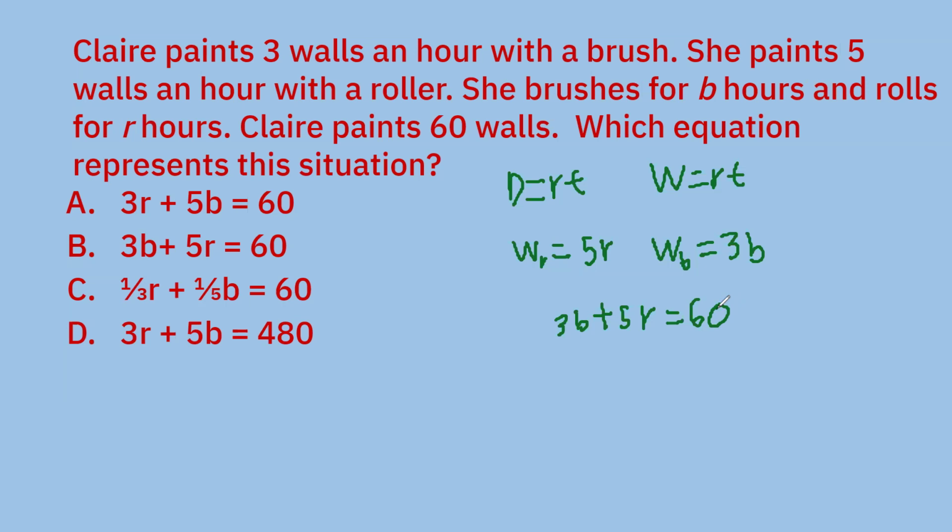And now you have 3B plus 5R. Now look at A, right? Very tricky. 3R plus 5B, that'd be mixing up the letters.